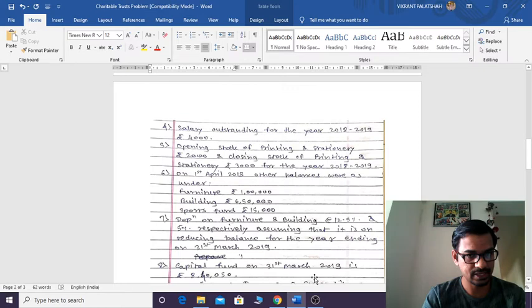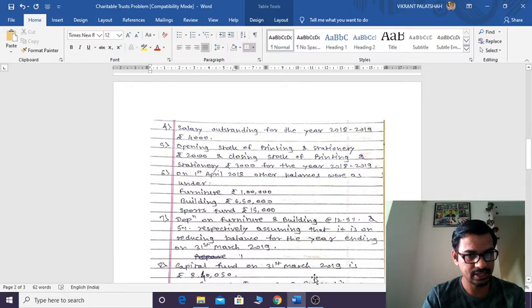So what to do with that? First of all, to sports fund, inner column we have to show. How much is the given amount totally? 50,000 is the amount. Okay, it is sports expenses, not sports fund. Under the sports expenses, we are making these adjustments.